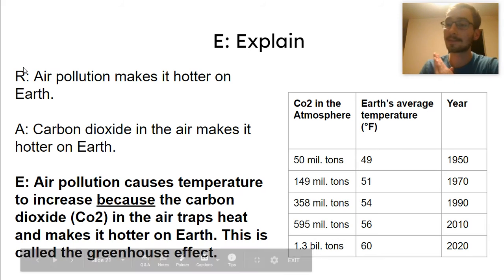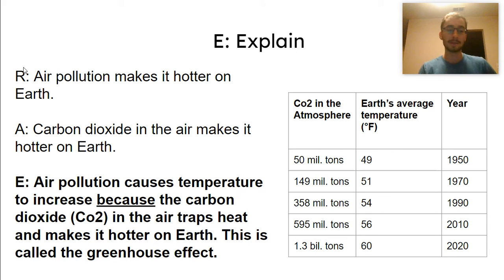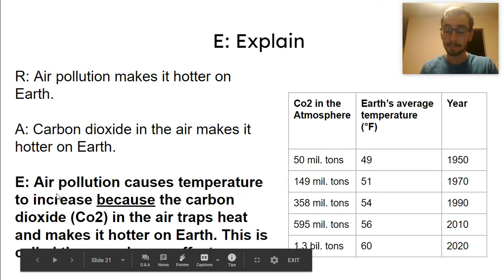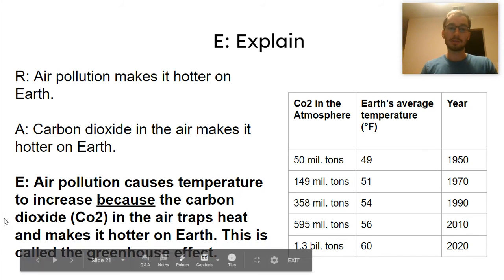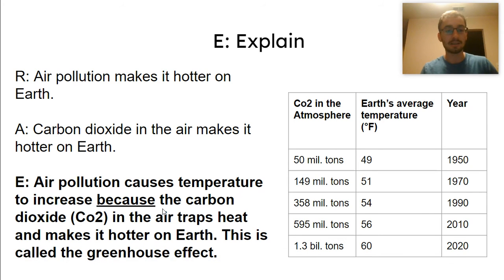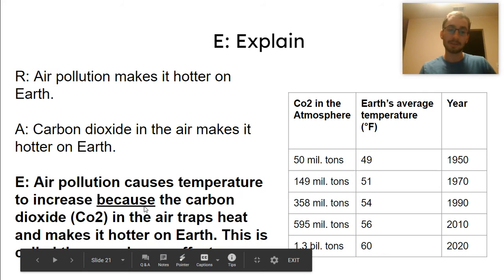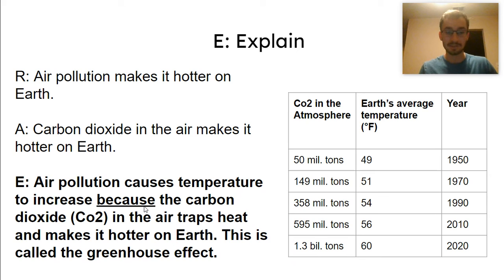Next, E is explain. This is the hardest part. A lot of people forget to explain. When you explain, all you do is just answer the question again. So like, air pollution causes temperature to increase, and then say because, and give me the reason why it's actually happening. So you answer the question again, but then you give me a reason why it happens. Air pollution causes the temperature to increase because, that's what I look for when I want an explanation, because the carbon dioxide in the air traps heat and makes it hotter on Earth. This is called the greenhouse effect.